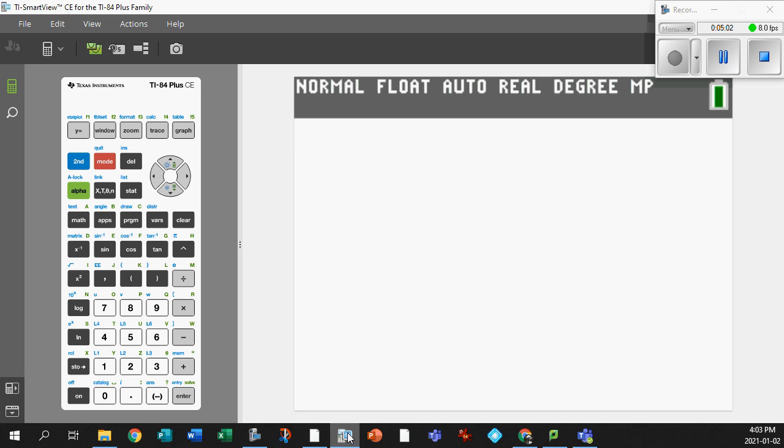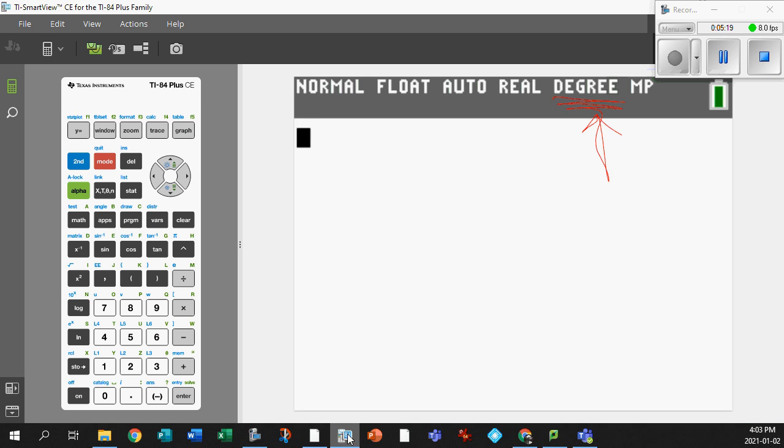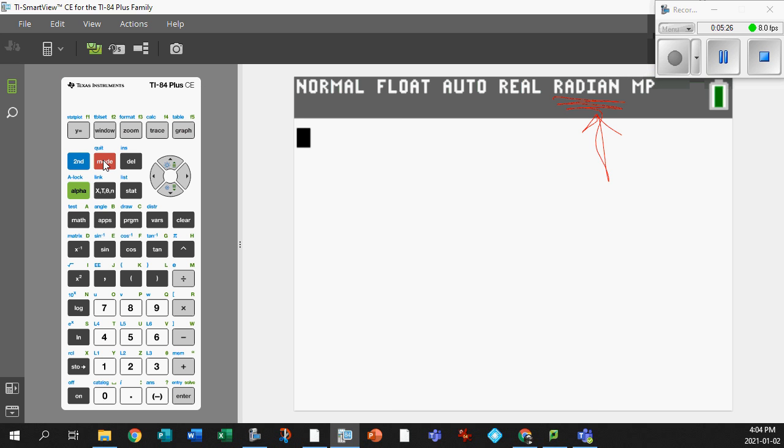Boom. Notice one thing about your calculator. Unfortunately, right now, it's in degrees. You got to change it into radians because, of course, we're dealing with everything in radians. Look at our original question. It's all in radians. And how can you tell? There you go. So let's change it to radians. Mode. Radians. Enter. Second quit. Now it's saying up here that we're in radians. Good to go. Perfect.